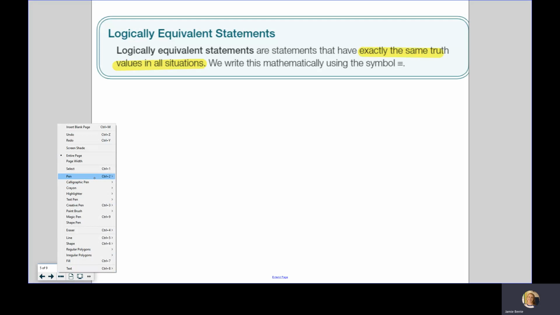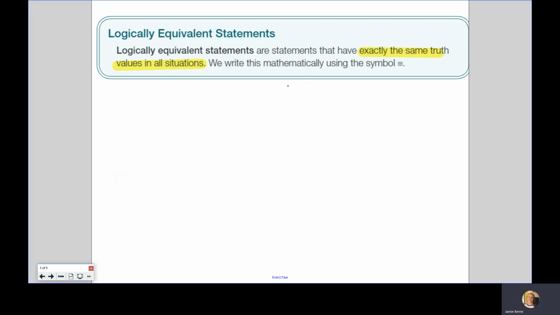And the symbol for logically equivalent statements is three straight lines. So it's kind of like an equal sign with an extra line on top. That means logically equivalent.